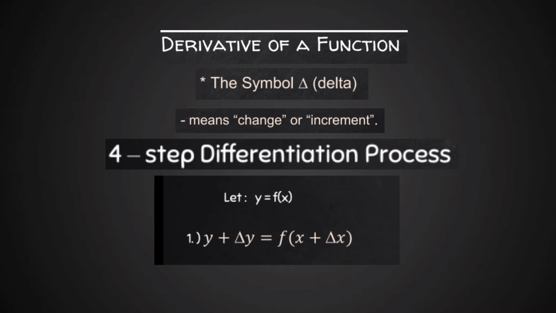After that, let's jump into the process of differentiation. The first step is to apply the symbol delta to the parts of the function. Let's start with y. Let's make it delta y, and x to delta x, and we'll add it to the original y and x that doesn't have the symbol delta. And we'll have this: y plus delta y is equal to f of x plus delta x.